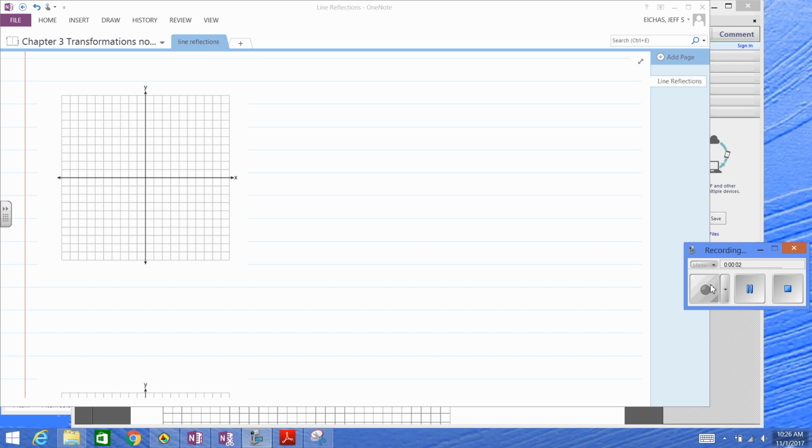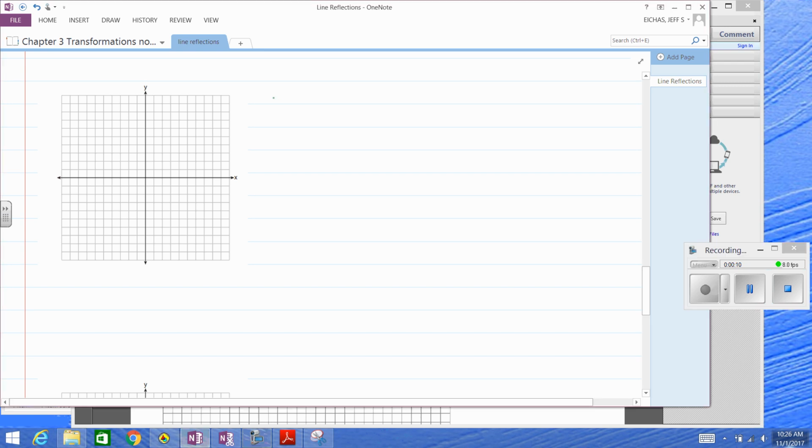Okay, I wanted to perform another line reflection with a line that is not vertical or horizontal. So a little more practice on this. What we're going to do is take the point A, which is at (-1, 6), and reflect it over the line y = x to produce A prime.